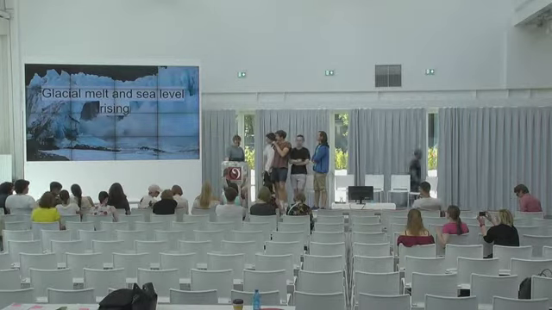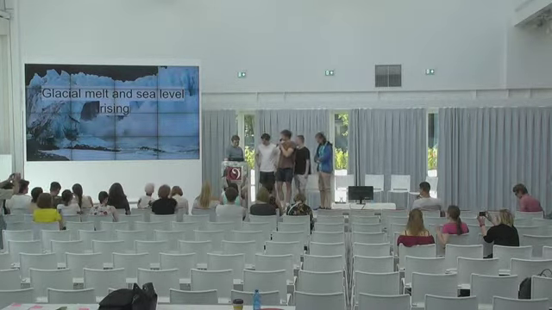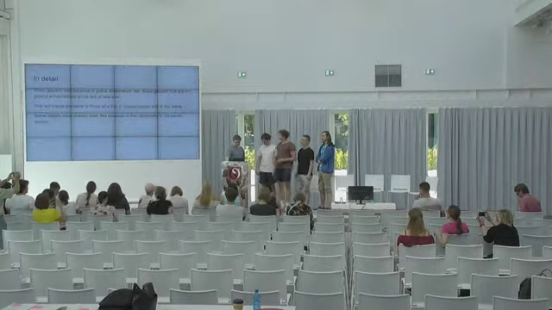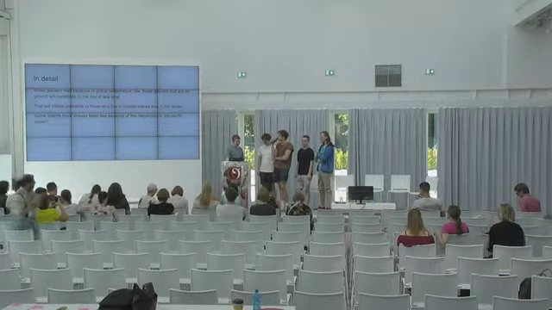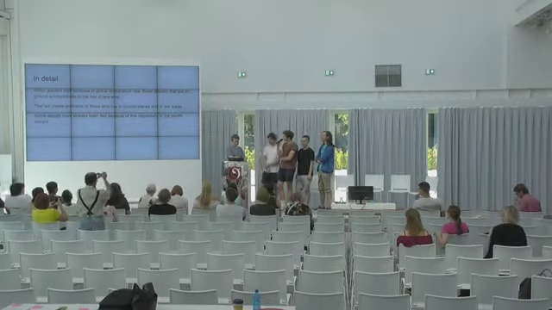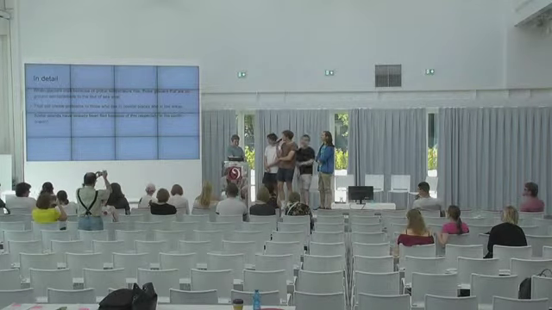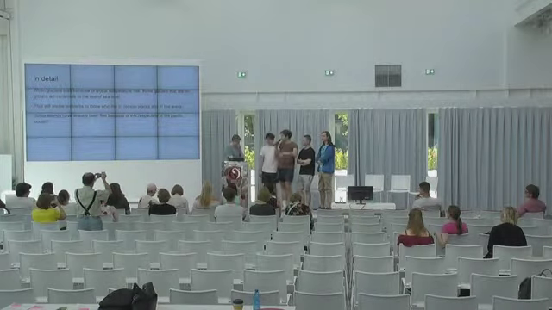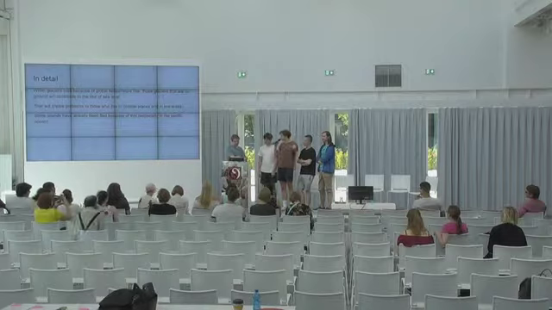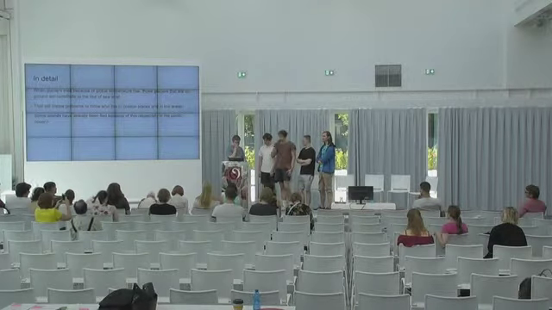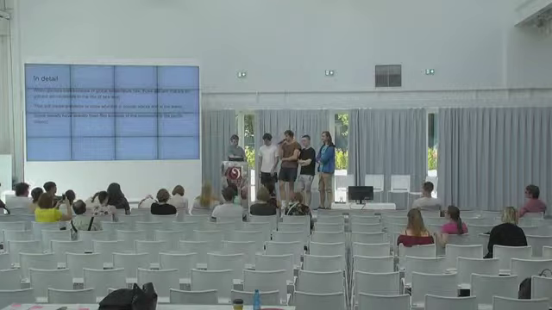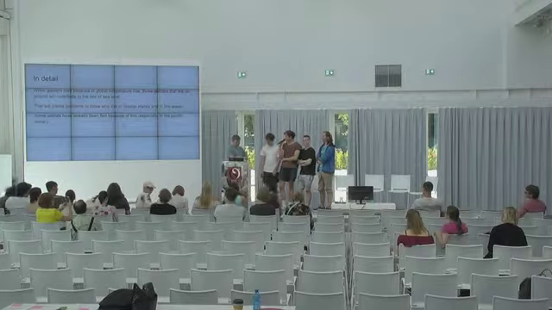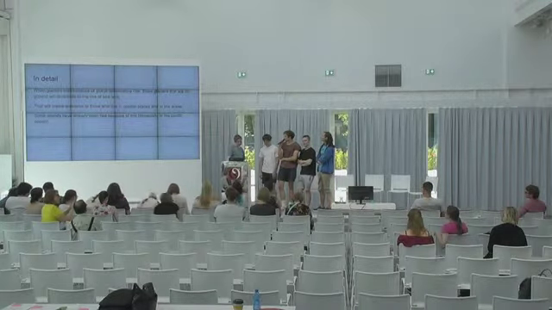So the problem that we solved was glacial melt and sea level rise. The problem is that when the temperature rises, the glaciers that are on land will melt and flow to the sea, and that will make the sea level rise. And that will create problems for coastal areas and low areas. Some islands have already been flooded because of this, because you can't live there. And they were in the Pacific Ocean.